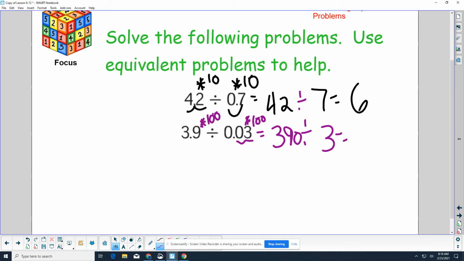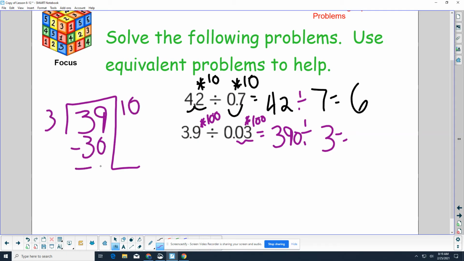And so then I could do 39 divided by 3, and then add my 0. And I know it can go in 10 times, and I get 30. I have 9 left over. I know it can go in 3 more. So I end up with a quotient of 13.